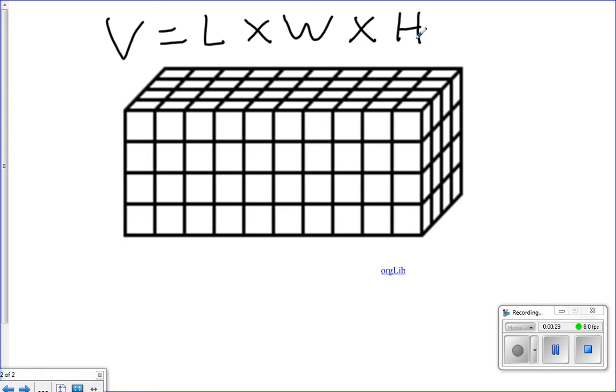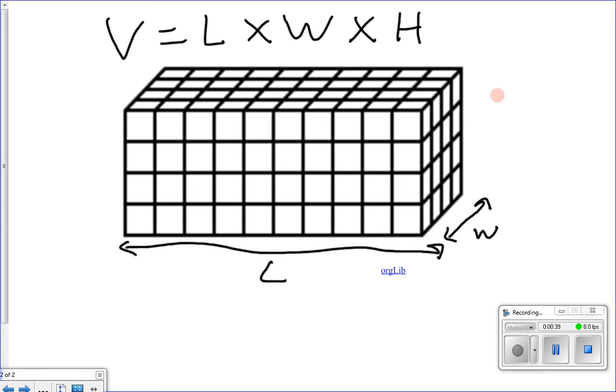Okay, so for this one, let's call this measurement length. This one could be our width, and we'll call this one height. Now, if you're asked to find the volume of this, you could try to count all of them in your head, but if you're like me and your spatial intelligence is not the best, you might miss some in the middle. So let's stick to the equation.